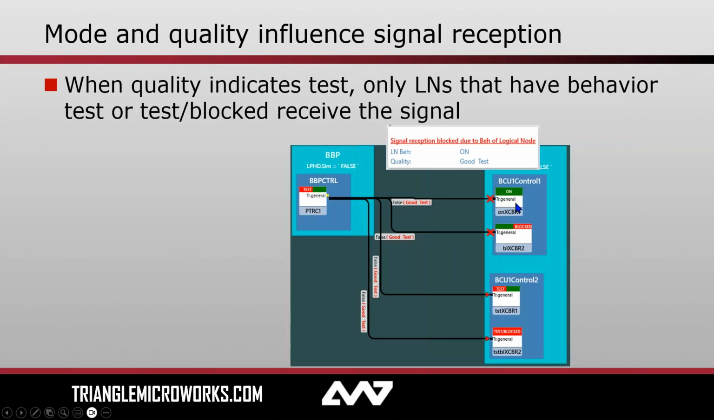And then over here on the right-hand side, these are 4 different subscribing logical nodes that are in 4 different modes or behaviors. We see that the one that's in on, we see an X here indicating that it's ignoring that because it has quality test. This one's in blocked. It's also ignoring it because it's quality test. But the 2 that are in test and test blocked receive it because the test bit is set. The test bit, quality test, same thing in this context. So that is test bit, that's mode and behavior in a nutshell.